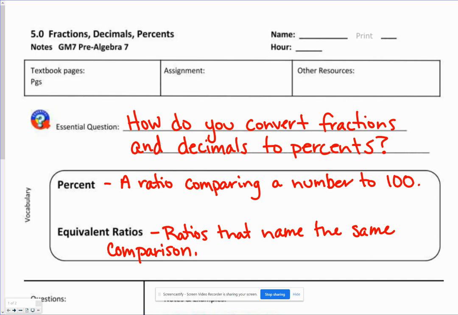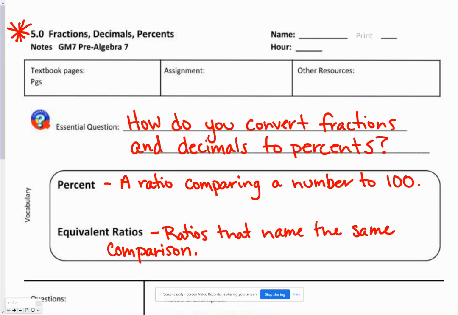Today we are doing 5.0 fractions, decimals, and percents. Make sure to write that at the top of your notes. Then write down your essential question: How do you convert fractions and decimals to percents? So we're going to take fractions and we're going to take decimals and we're going to make them all percents today. We're also going to be able to make those percents back into decimals or fractions.